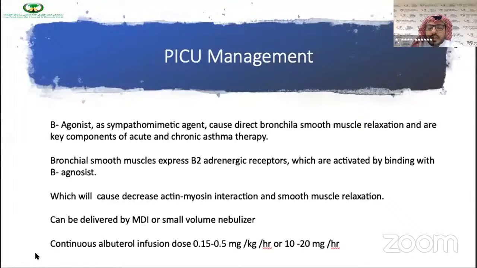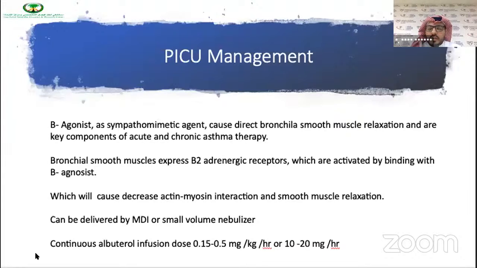Bronchial smooth muscle expresses beta-2 adrenergic receptors, which are activated by binding with a beta agonist like albuterol or terbutaline. After a cascade of events, this causes a decrease in actin-myosin interaction and results in smooth muscle relaxation. These can be delivered by either MDI or small volume nebulizer.